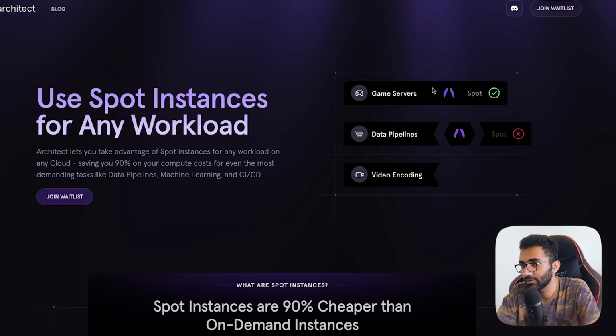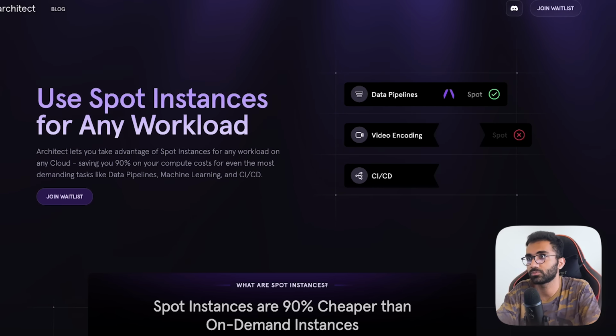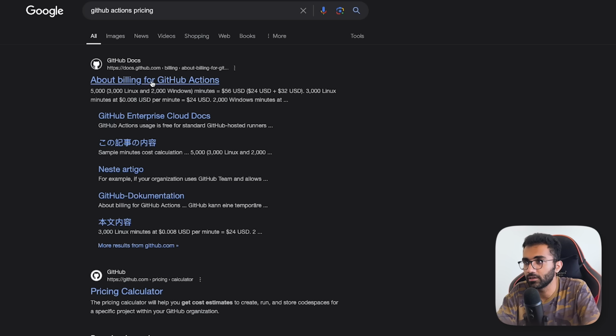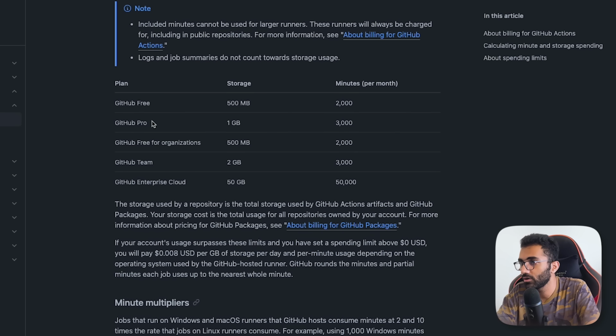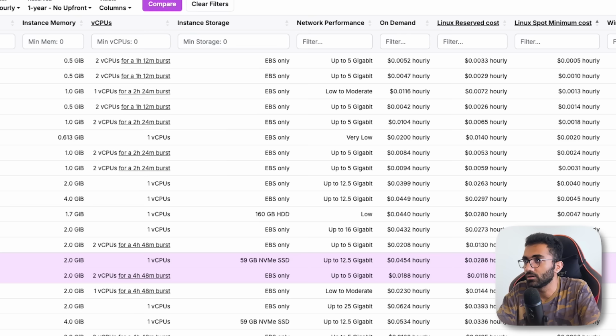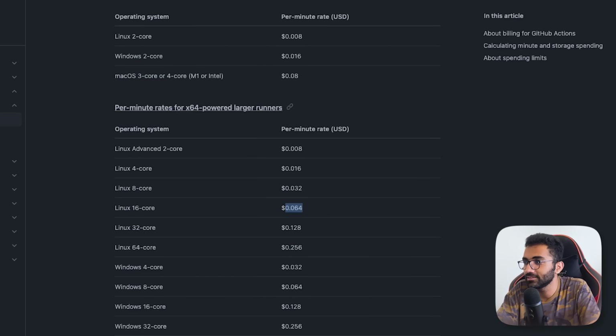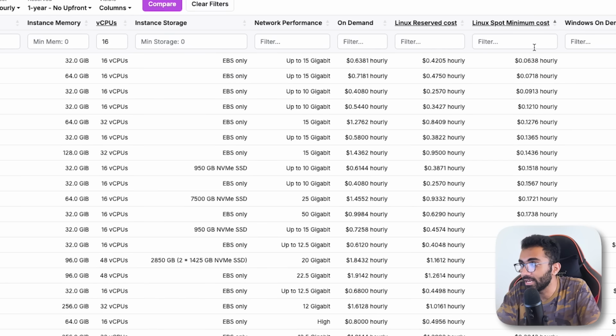But the use cases, one of the biggest use cases, of course, is GitHub Actions. For example, if you're using it for CI/CD and you need very powerful machines, let's look at GitHub Actions pricing. GitHub Actions pricing is ridiculous. You will see that if you want a 16 core machine, the per minute rate for GitHub Actions in USD is 0.064. Similarly, if I look for a 16 core machine over here and sort it by rate, you can see this is 0.063, but that's per hour, right? This is 0.064 per minute. This is 0.0638 per hour. So this is 60 times cheaper than GitHub Actions, right?